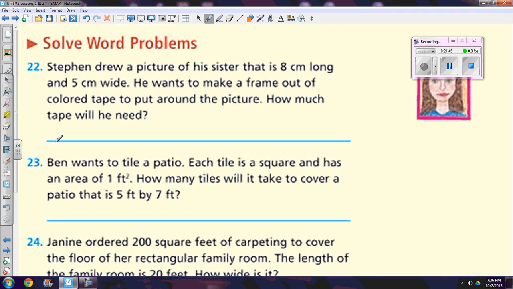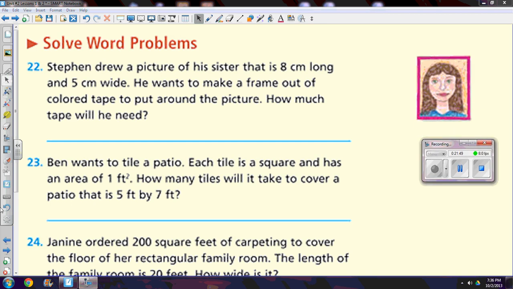Let's just look at number 25 here on this page. Stephen drew a picture of his sister that is 8 centimeters long and 5 centimeters wide. He wants to make a frame out of colored tape to put around the picture. How much tape will he need?